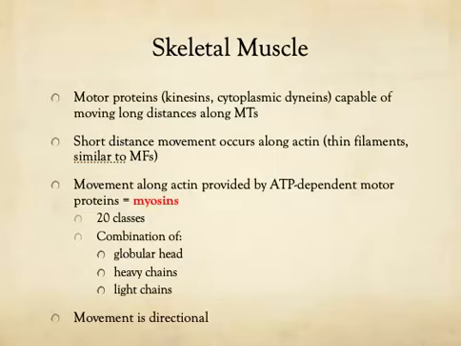Myosin is another one of these ATP-dependent motor proteins. And like the kinesins that we looked at, there are many different kinds of myosins. In fact, there are 20 different classes of myosin protein. But they all share some features in common.